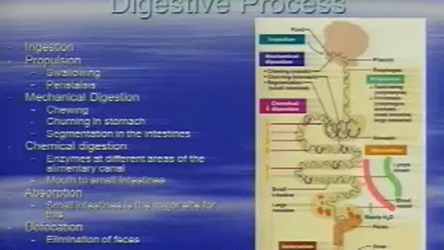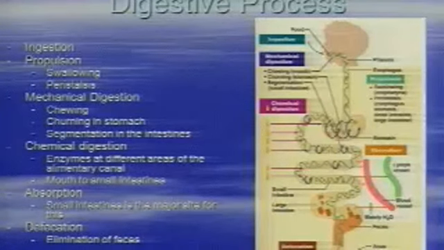Okay, we're going to cover from the mouth, the chemical digestion covers between the mouth and the small intestines. Okay. Absorption, the primary site for absorption is going to be the small intestines. Okay, so small intestines is going to be the primary area of absorption.